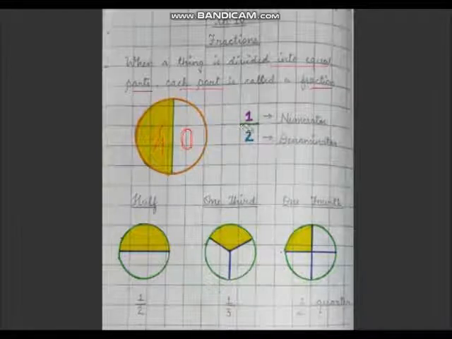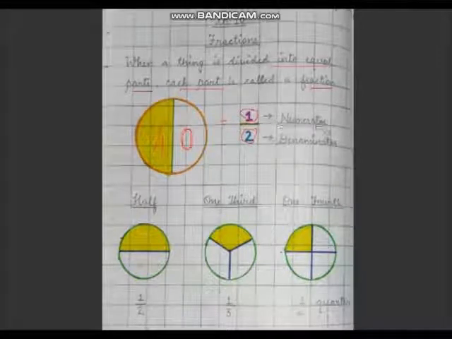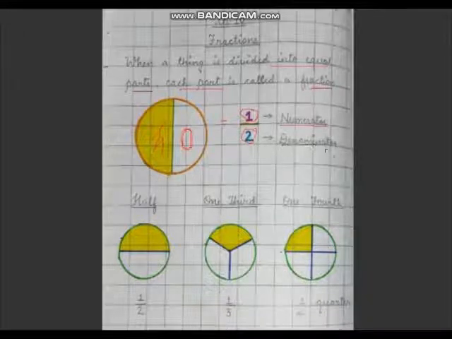This line shows division because we divide the numbers in fractions. There are two parts in a fraction, the top part and the bottom part. The top part is called the numerator and the bottom part is called the denominator.